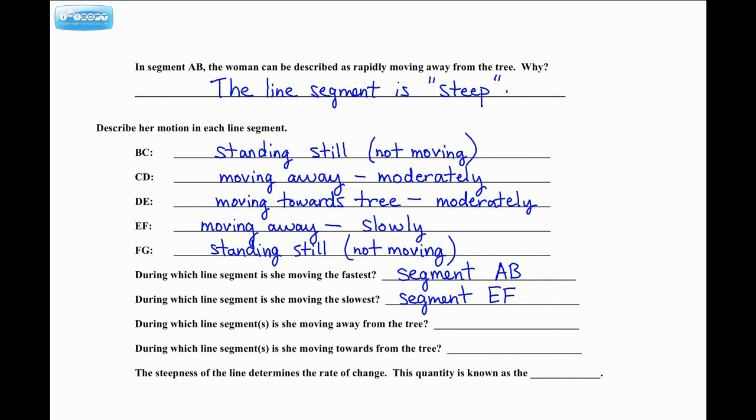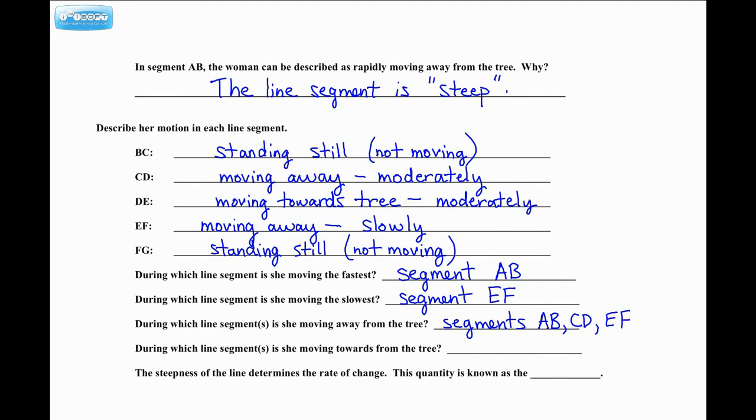During which line segments is she moving away from the tree? Well, that just means as time moves forward, when is the distance increasing? So when is the graph going up? Clearly, this happens more than once. So I'll say segments, and this occurs during AB, CD, and EF. Different speeds, the steepness is different, but nonetheless she's moving away.